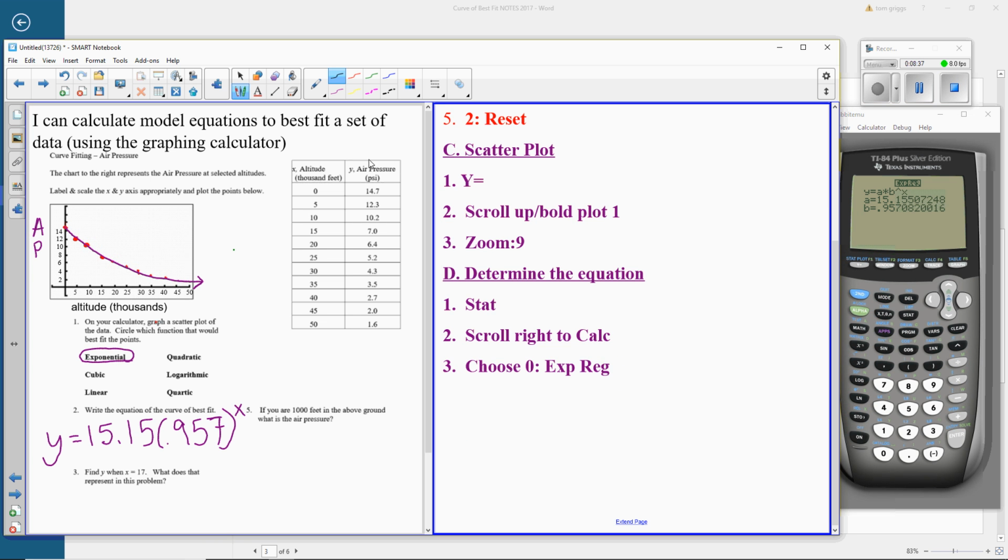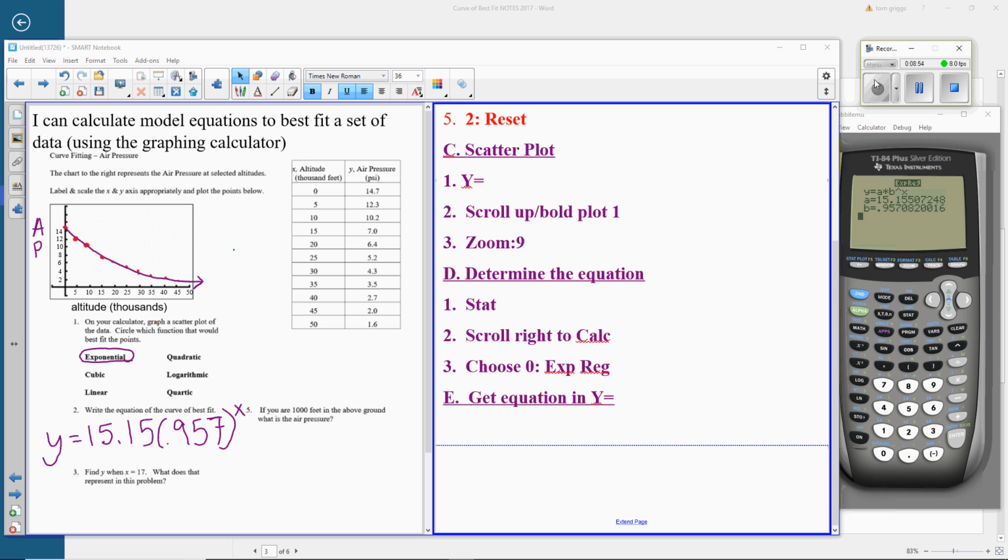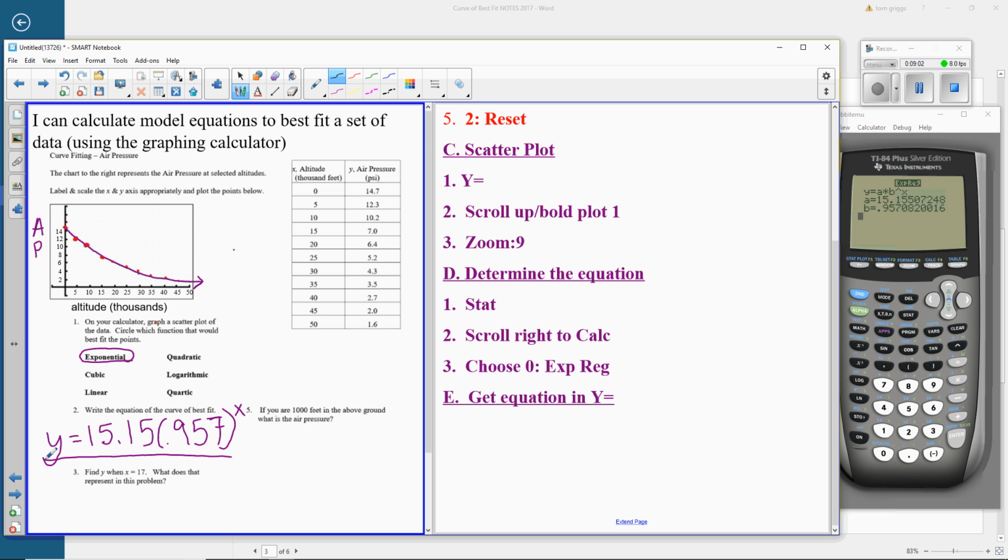Lastly, what we're going to do with our calculator before we can answer the questions is actually the biggest step here: we're going to get that equation into y equals. We do not want to type in this answer right here into y equals. It's not a very accurate answer. We want this entire, all of these decimals typed in. So instead of actually writing down all those decimals and then going to y equals to type them in, you can follow a few steps.